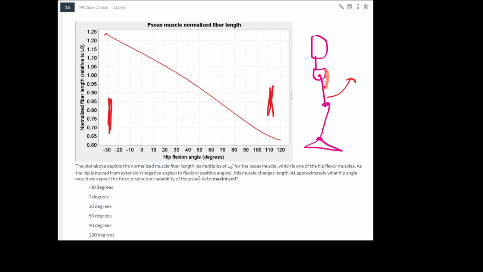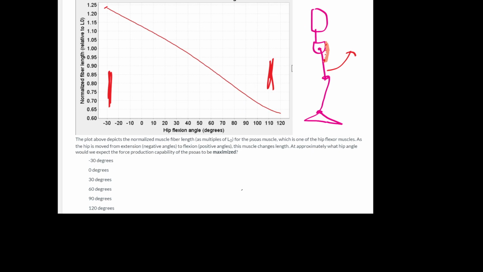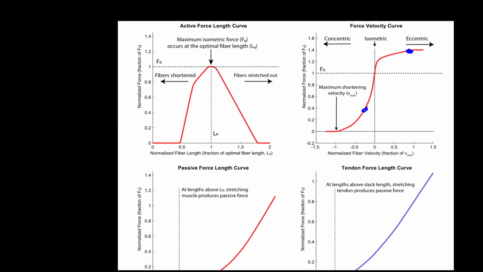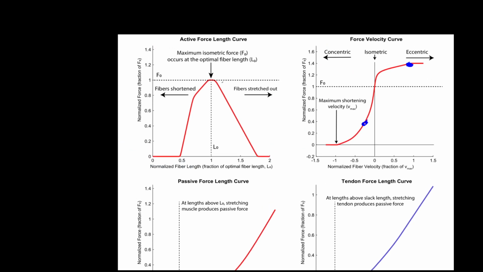So this question is just asking, what hip angle would we expect the force production capability of this muscle to be maximized? Given that we're looking at force production and fiber length, my mind is immediately going to muscle force-length properties. So again, let's draw our curve, or this would have been useful to have on the exam. Go look at the force-length curve. What muscle fiber length produces the most force?